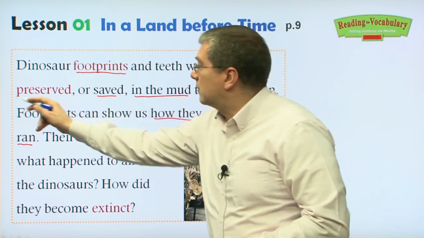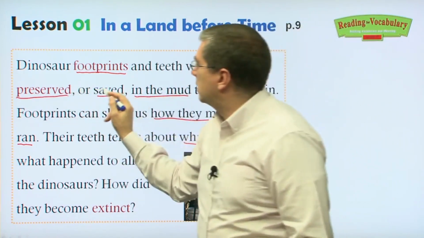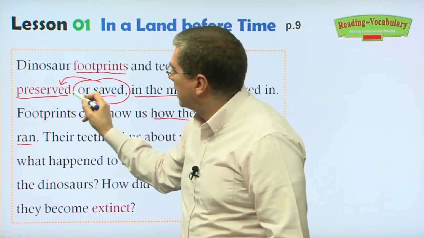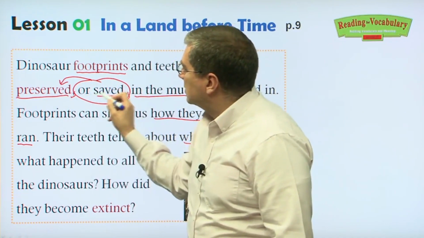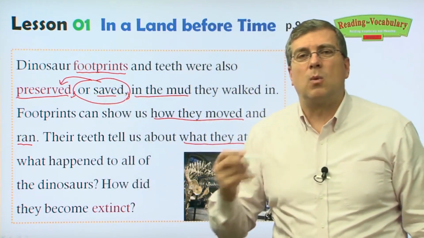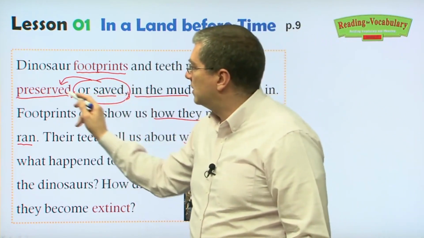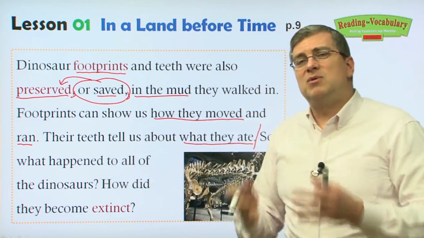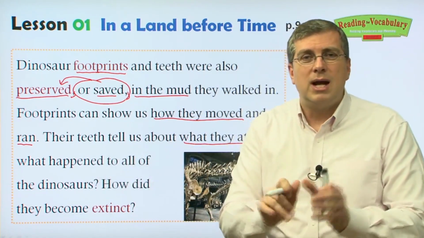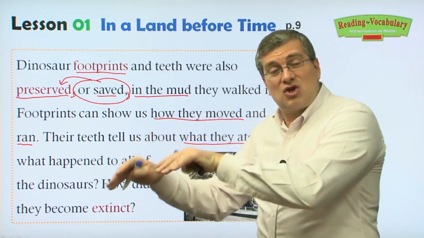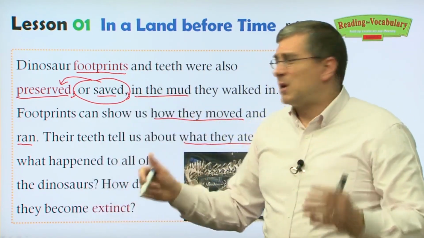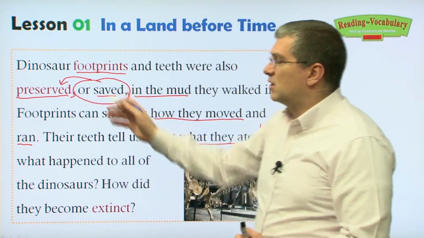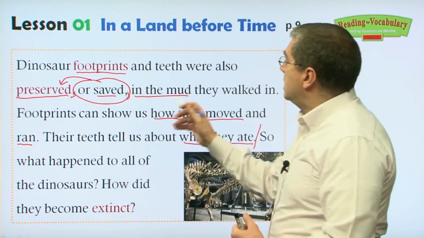So it's preserved. This is interesting. We're also preserved or saved. Or saved, sometimes you see that. A word and then a comma and then a comma. Sometimes you define what does that word mean like this. Preserved or saved. Saved means preserved. So sometimes you can find the definition of a word. The writer will put the definition of a word right after it, especially if it's a long word like preserved or a difficult word. Preserved or saved in the mud.